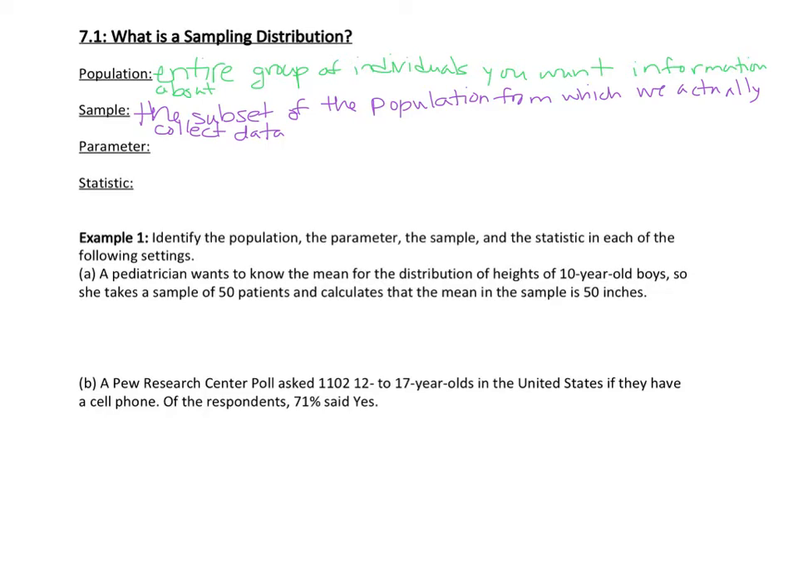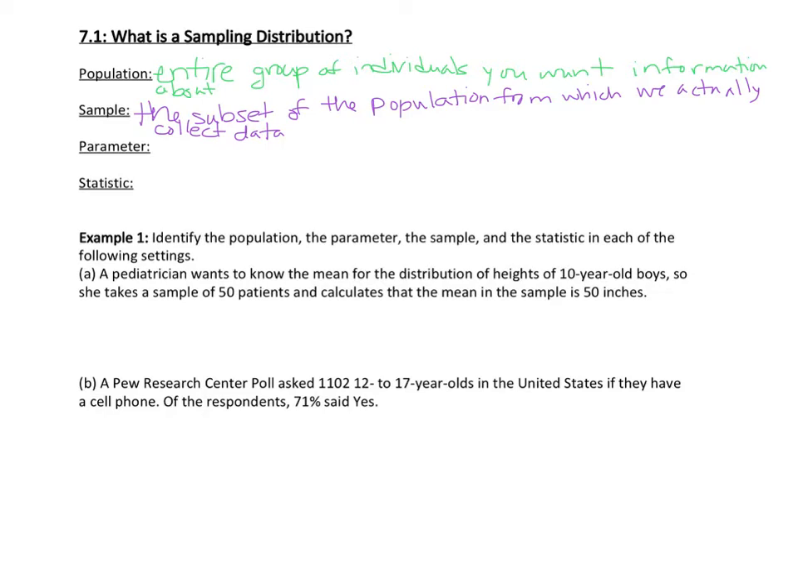And a sample is the subset of the population from whom we actually collect data. So for example, if you read about a poll in the news, usually they're trying to represent all adult Americans. However, they can't go around asking every single adult American because there's millions of them. So generally what they'll do is they will take a sample. They'll get a smaller group.